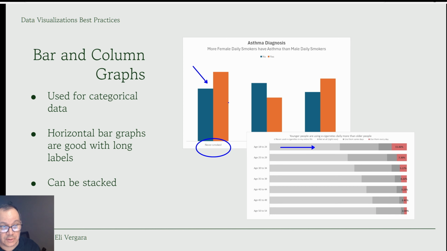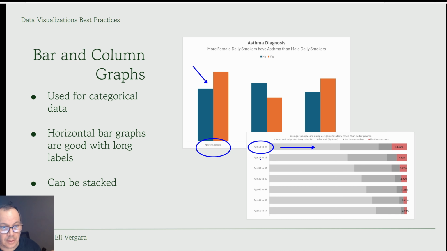Now, horizontal bar graphs are good when we have long labels like this. If the labels are even longer than this, if the label is too long and it's hard to align it on the x-axis in your column graph, just flip it, make it a horizontal bar graph, and then you'll have plenty of room to accommodate your labels.